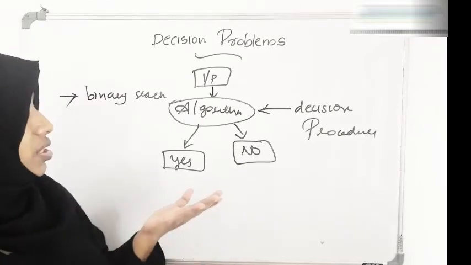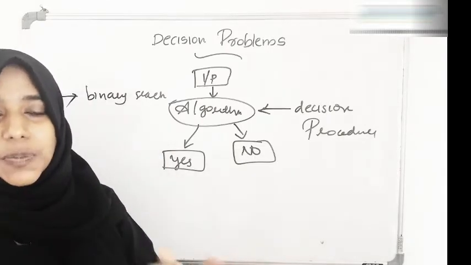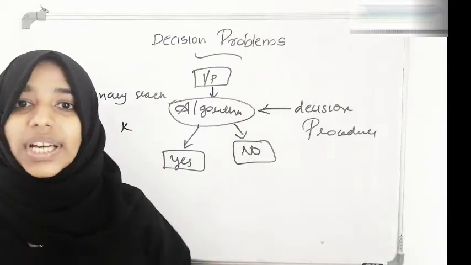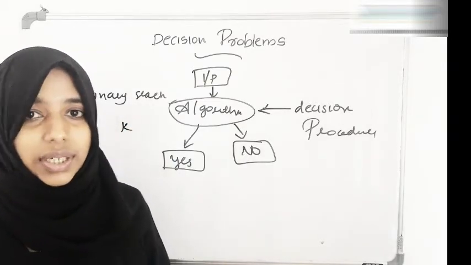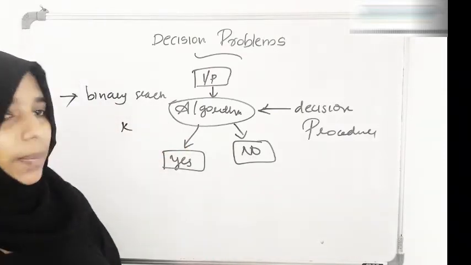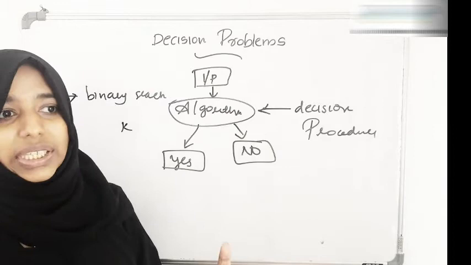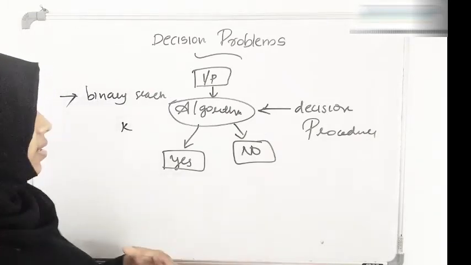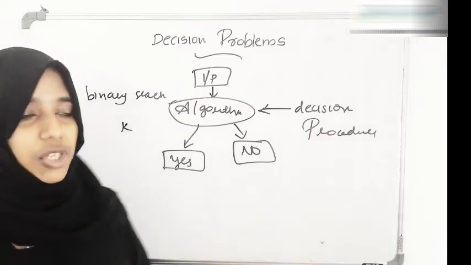It can be posed as a decision problem like this: whether this particular key k is present in the array or not. So that's a yes or no question now, isn't it? So binary search can be converted to a decision problem by asking whether this number or key k is present in the array or not. So that has now been converted to a decision problem.